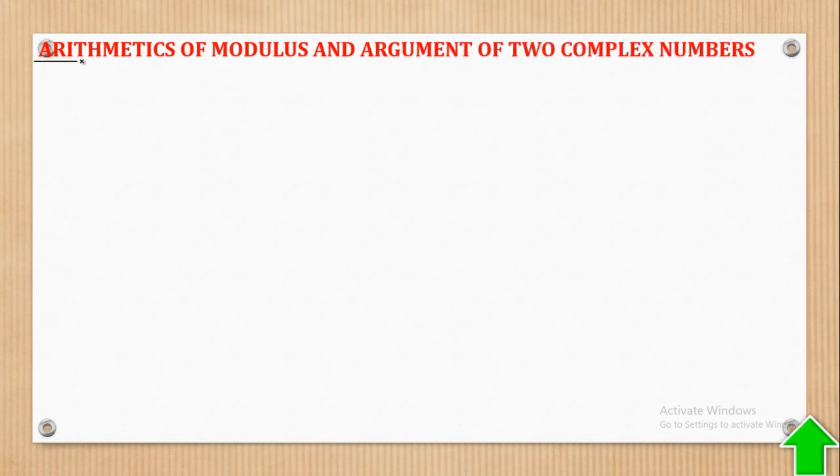So now we shall go to arithmetics of modulus and argument of two complex numbers. So what you have seen previously has been getting modulus and argument for each complex number, but they can combine two complex numbers and they tell you to get their modulus or argument.